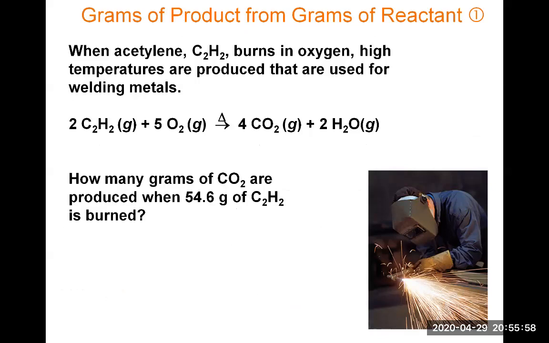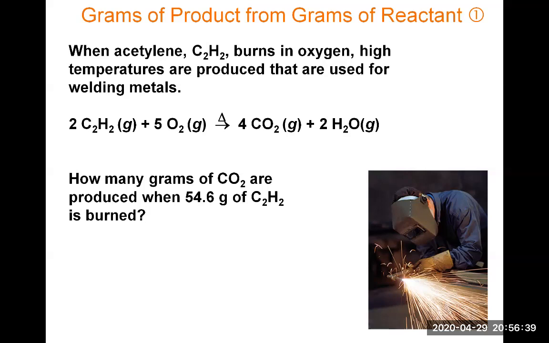So let's go through another example, and you can try this on your own before watching the answer. In this example, we are dealing with acetylene, C2H2. Acetylene burns in oxygen and produces high temperatures that are used for welding metals. And again, you should recognize here a combustion reaction, right? Acetylene is made of carbon and hydrogens only. It's burning with oxygen from the air and producing carbon dioxide and water.